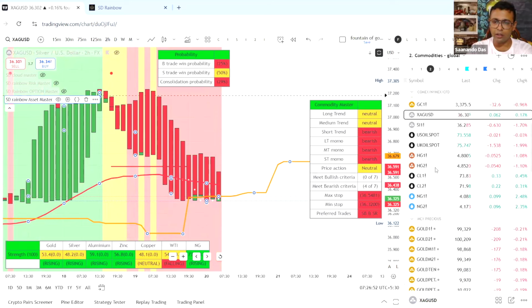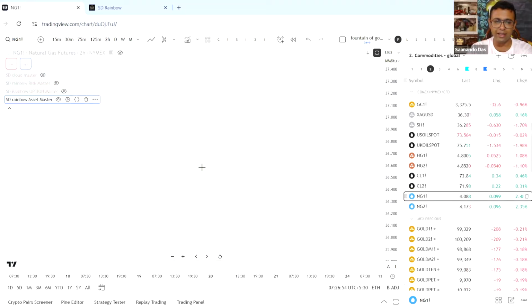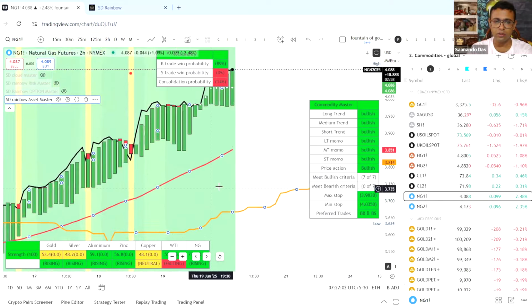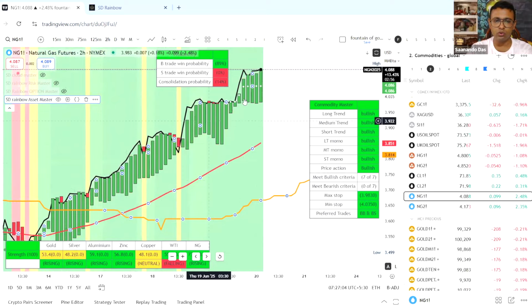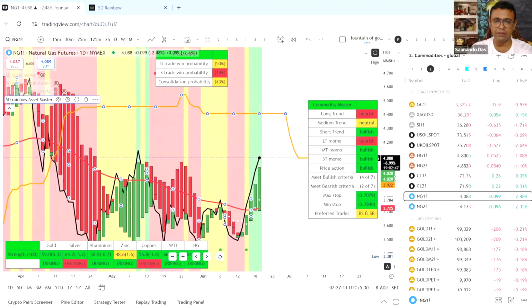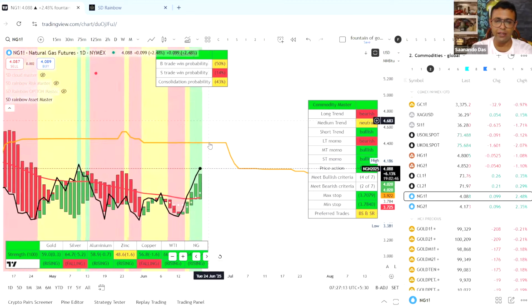Now we'll take a look at the last counter, that is the natural gas, NG1. It's going strong so far. On the daily chart, it is trying to give a straightforward comeback and very likely heading towards the main resistance of 4.40. Means another 10% rise is possible, but now it is very much close to the resistance area.